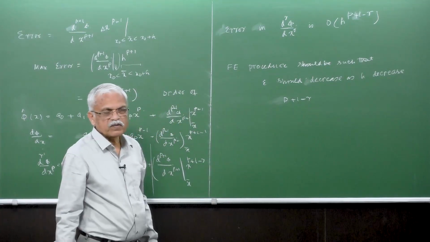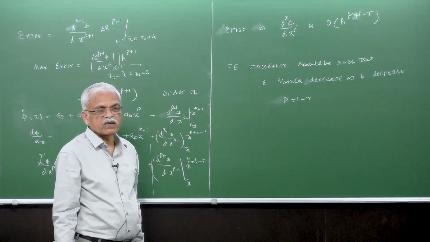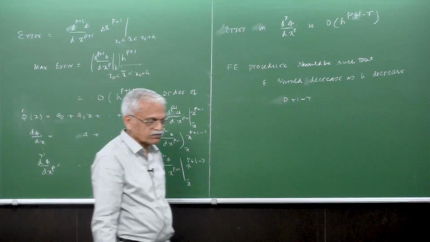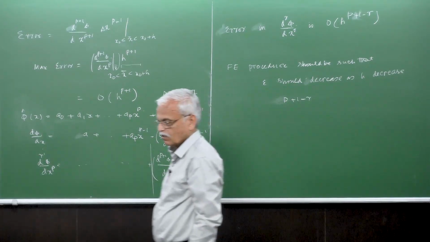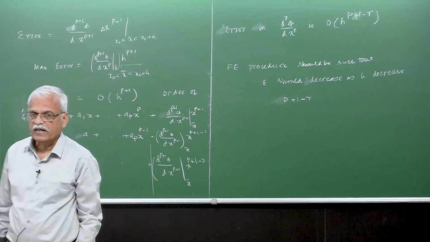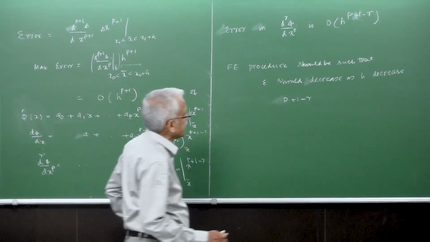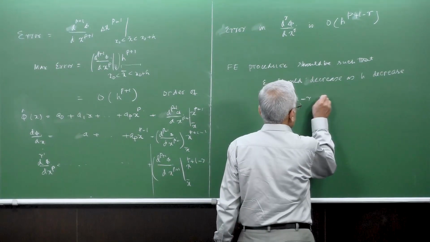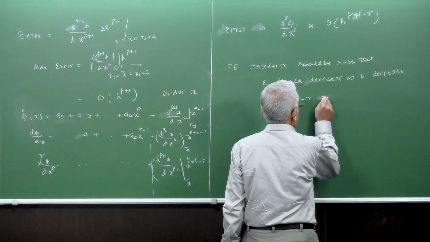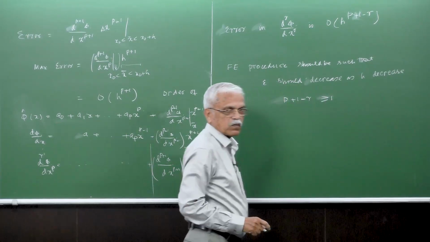So what should be this power? It should be at least a power of 1, right? If it's a power of 0, what does that mean? That means that it is constant. So the error is constant with respect to h. Whereas at least it should be that this p plus 1 minus r should be equal to 1 or should be greater than 1.